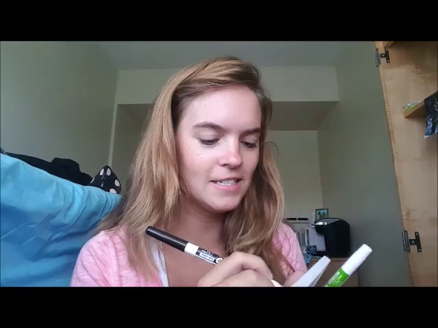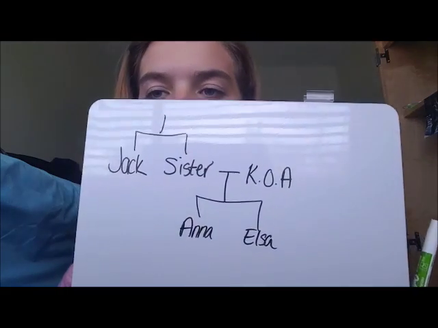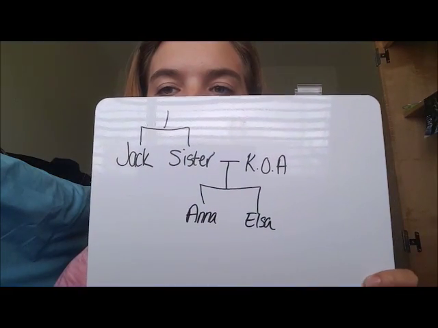But wait, Lana, you just said that Jack and Frozen were related, and now Jack and Frozen is related with Tarzan and Tangled. So what does that mean? Alright, I'm pulling out the drawing board. We are going to figure this out. Okay, so we said that Jack's sister goes on to marry the King of Arendelle. And from there, they had Anna and Elsa. Alright, so far so good from the last theory.